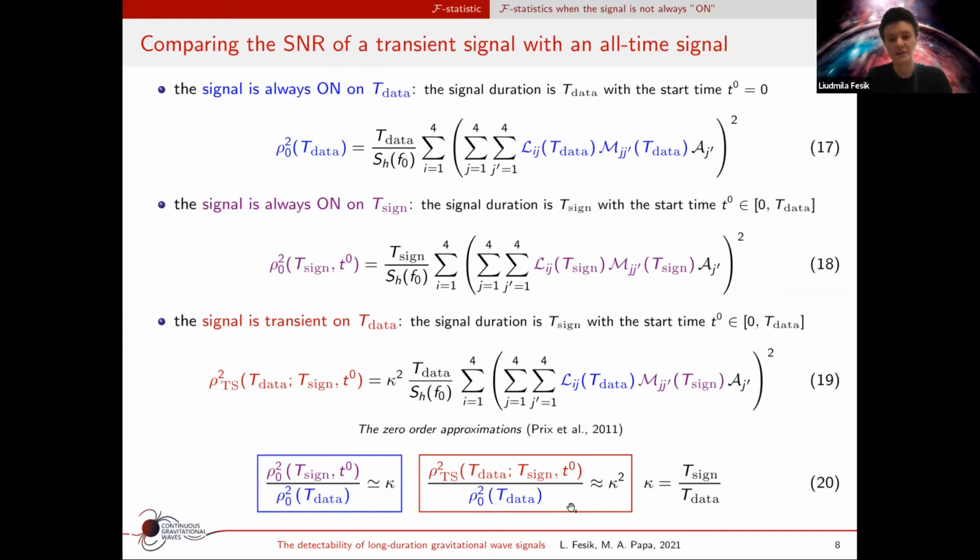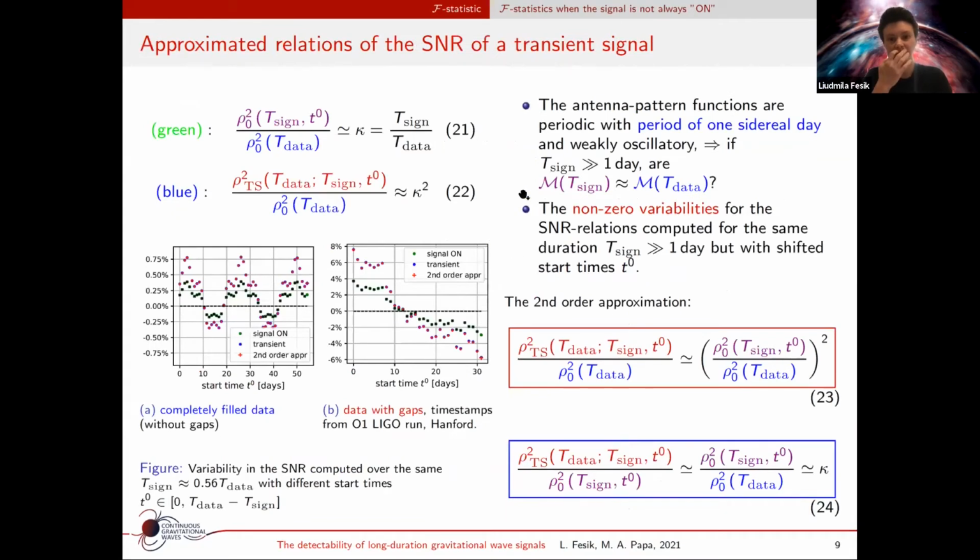So this relation has been already derived in the paper by Briggs, Trampanis and Messenger 10 years ago. However, this relation was derived assuming that antenna pattern functions are periodic with the periodicity of one sidereal day. So if we consider long duration continuous waves with a duration much longer than one sidereal day, then we can consider this approximation. So that's true, but here I'd like to show the difference, as now we can compute the precise form and compare with the approximation.